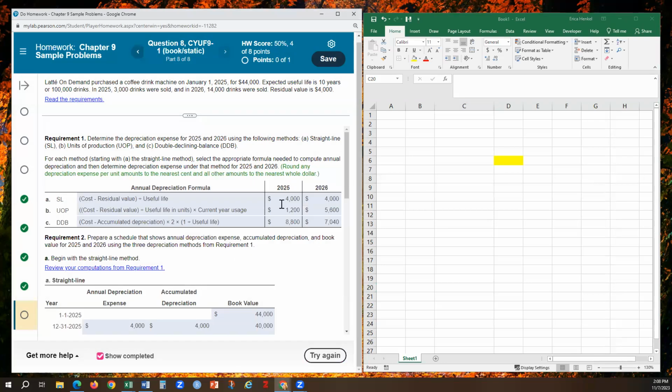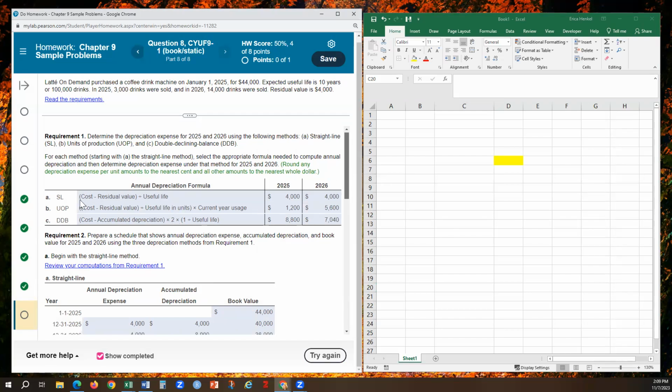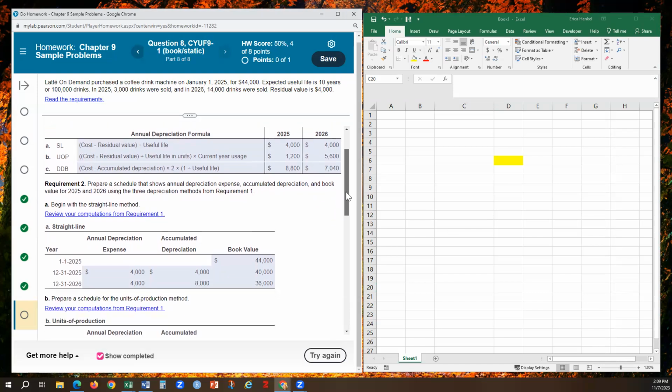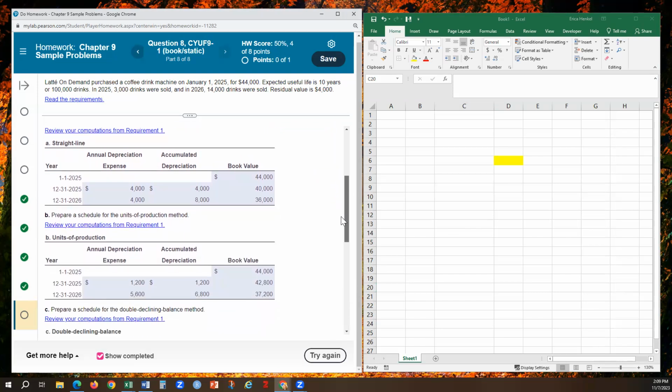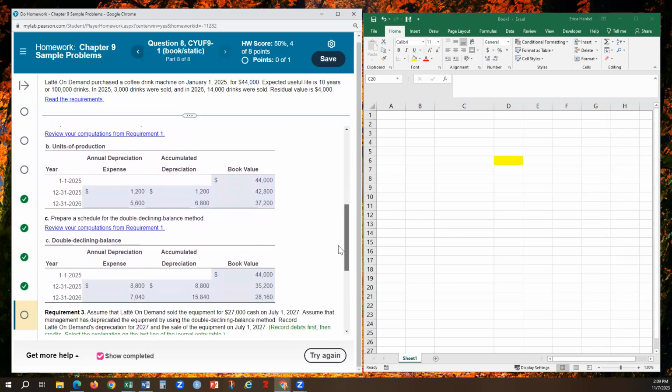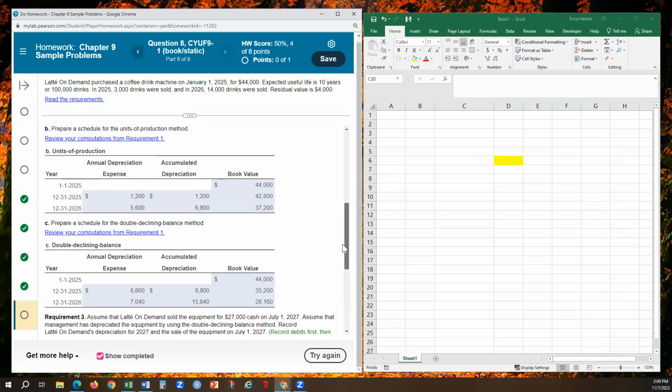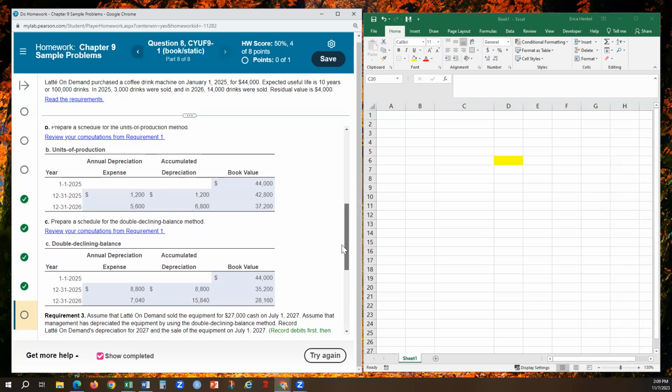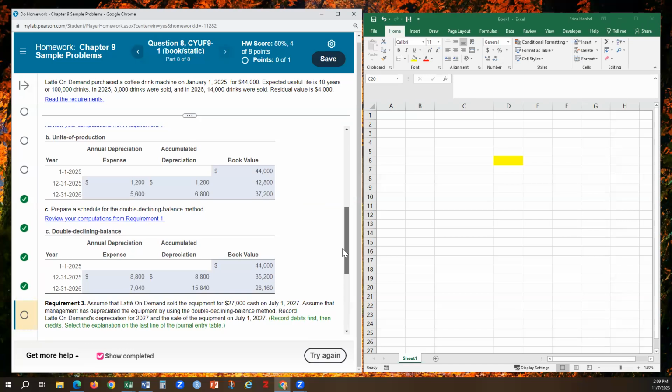This one was a walkthrough of another example of the depreciation methodology. So everybody has already done one example of straight line, units of production, and double declining balance. And we walked through this beginning part here last week. So the only remaining part that we had to do was create a journal entry for the sale of the equipment. So I'm just going to walk through that part.